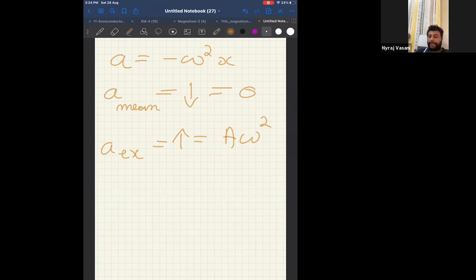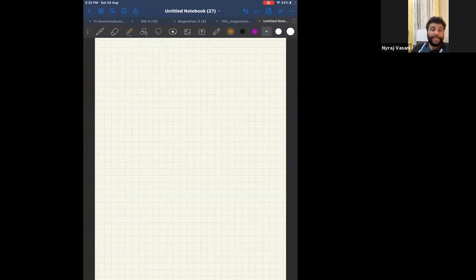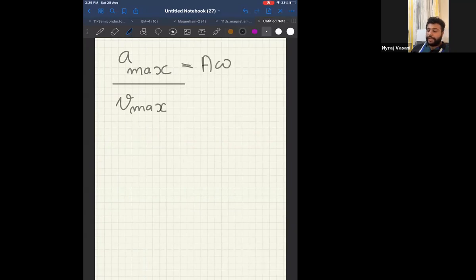Okay. Now I will tell you what is A max upon V max. The question is, what is A max upon V max? So look at this. Now, what is the value for A max? A omega square, correct? And what is the value for V max? A omega, correct? Therefore, can I say A and A, omega and omega will cancel. Therefore, omega. Therefore, this formula is a shortcut formula which will help you a lot.